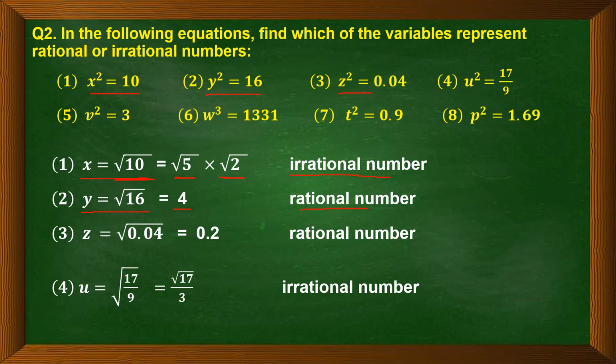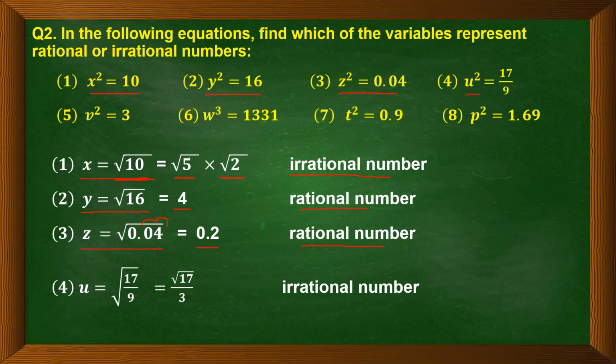Further, z square is equal to 0.04. So we can say z is square root of 0.04. Now 4 is a square number of 2, and further there are two decimal places. So when we are finding the square root of this number, we will get 0.2. Now 0.2 is a rational number because we can write it in the form of p by q. So we can say z variable represents a rational number.